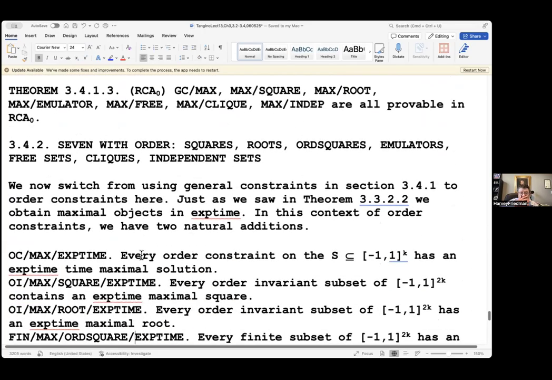Now it's provable in RCA naught that you have all of these: square root, emulator, free, clique, independent. All six of these: 1, 2, 3, 4, 5, 6. This one you have to use. It's not directly a constraint, but maximal ones are maximal constraints. Okay, and so all of these are provable, and all you have to do is really prove this one, because all the other ones follow.